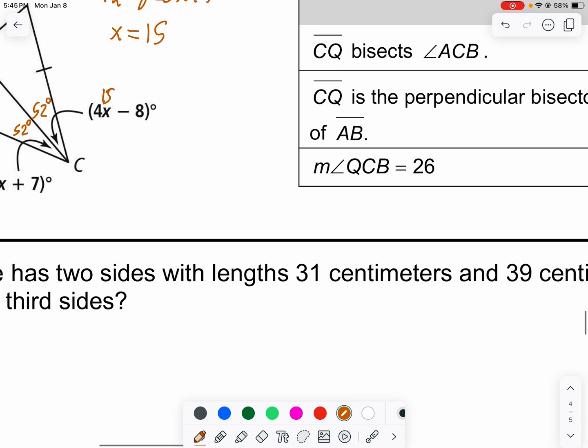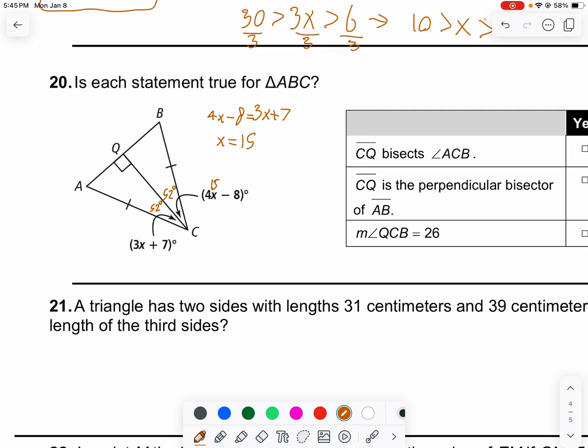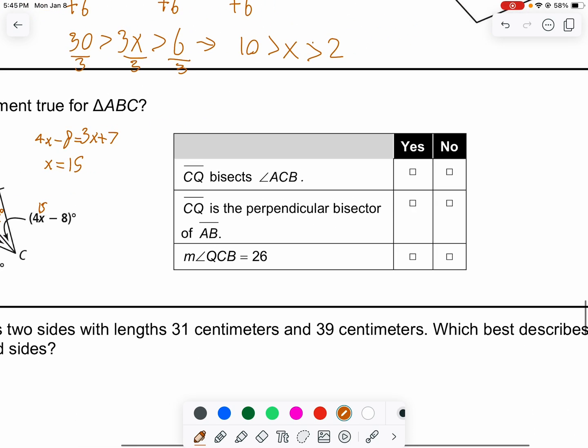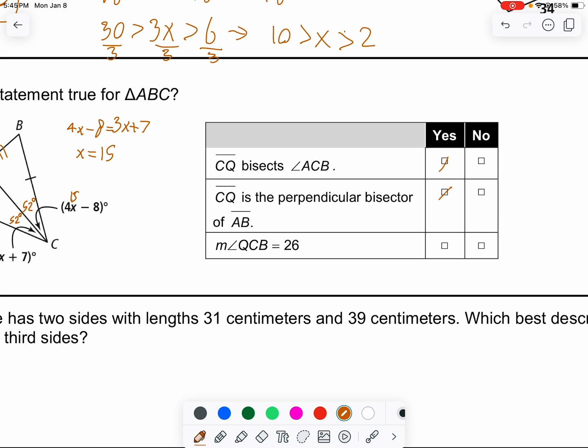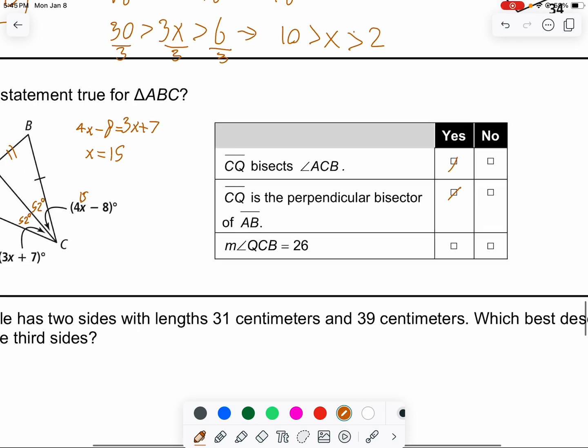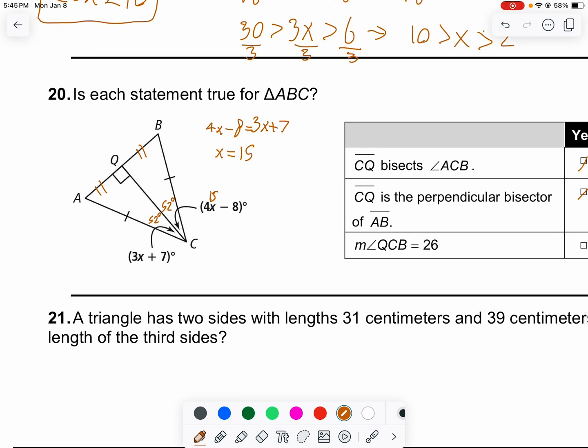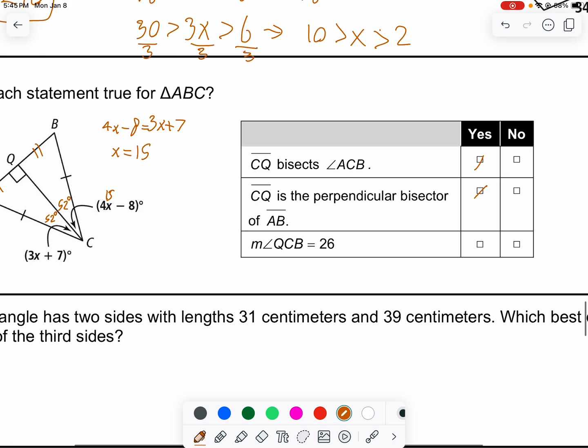Awesome. So let's go ahead and take a look. Because these are congruent, we also know that those lengths are the same. So does CQ bisect angle ACB? And the answer is yes. CQ is the perpendicular bisector of AB. Yes, it's perpendicular and it cuts it in half. And the measure of QCB is equal to 26 degrees. Let me just take a look and double check on that. Nope, it does not equal 26 degrees. It equals double that, 52 degrees.